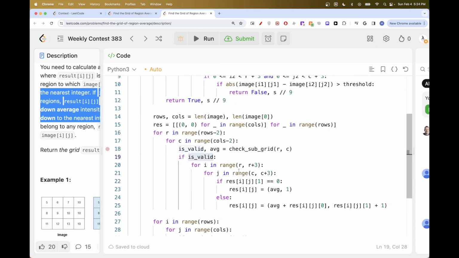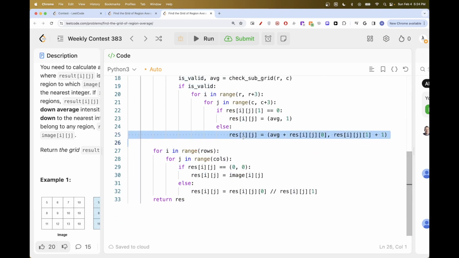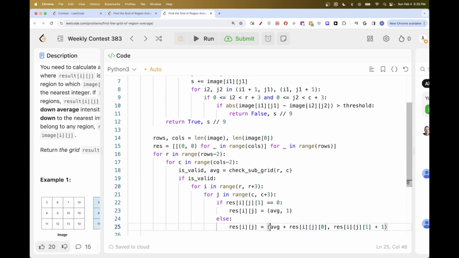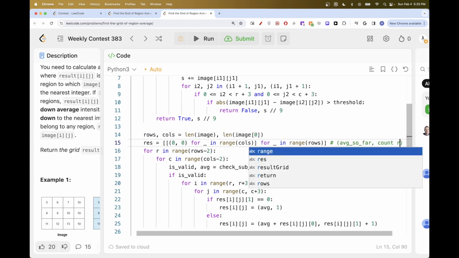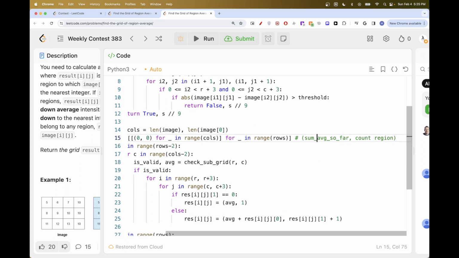And so just to do that, first, just pay attention to this line here. If it already had a result in it, then we'll just keep computing the average and the count. So what I'm doing here is the result for each cell is going to have two things: the average so far, and then the number of regions. Why are we doing this? Because at the end, what we want to do is take the sum of the averages of all regions that this cell is part of, and then divide by the number of regions it's part of.